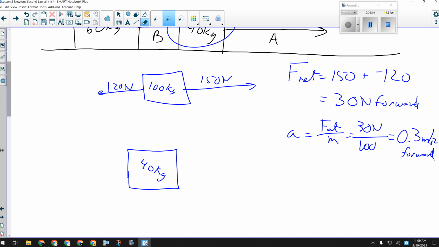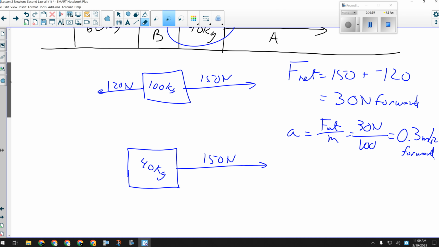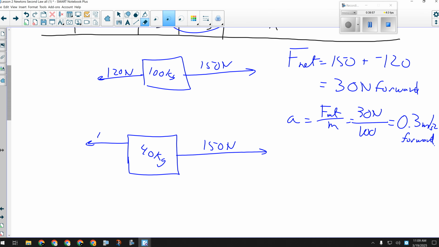How many forces are acting on the 40 kilogram block? More than two. There's three forces acting on the 40 kilogram block. Okay, there's the obvious one, the 150 newtons pulling it forward. The question also tells me that there are 48 newtons worth of friction on the 40 kilogram block. Well, friction acts backwards.